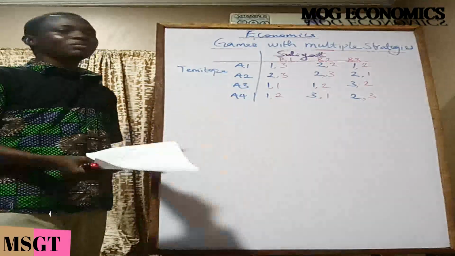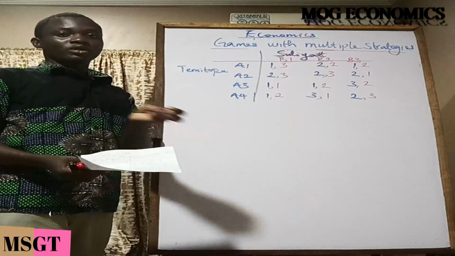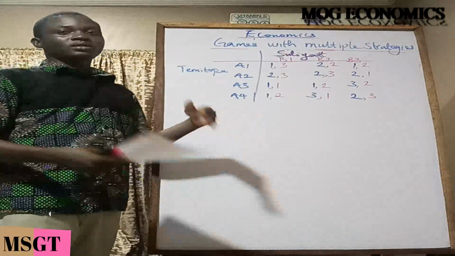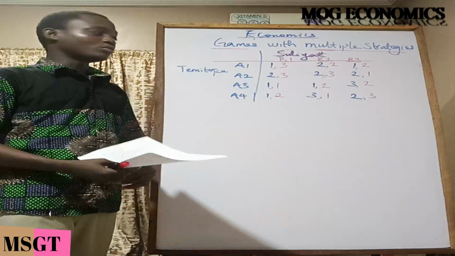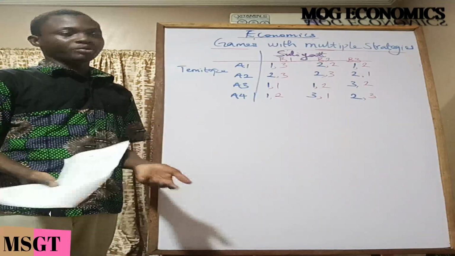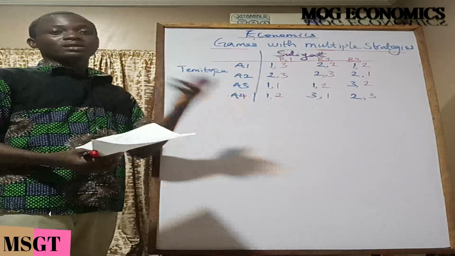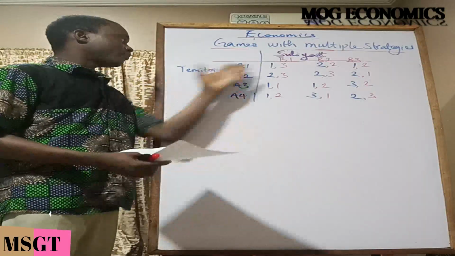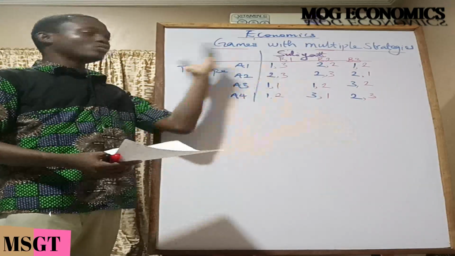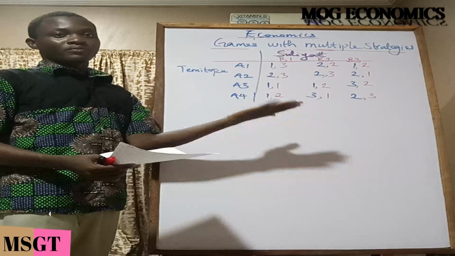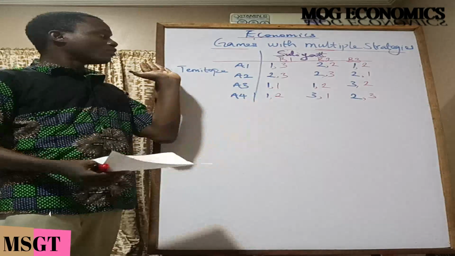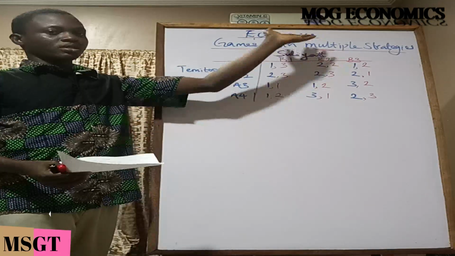All right, so for Temitope, he has four sets of strategies: A1, A2, A3, and A4. Then Suliat has three alternative strategies that you could use, which are B1, B2, and B3. So again, I've arranged it in a way that is going to be easier for you to identify. The first payoff belongs to whoever is here. The second payoff in any matrix belongs to whoever is on this part.